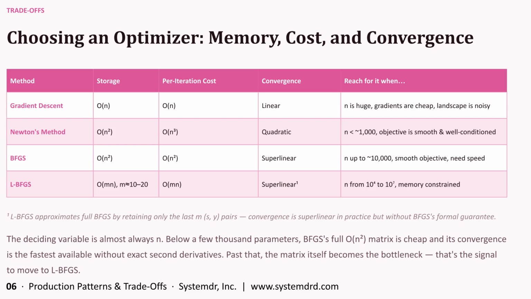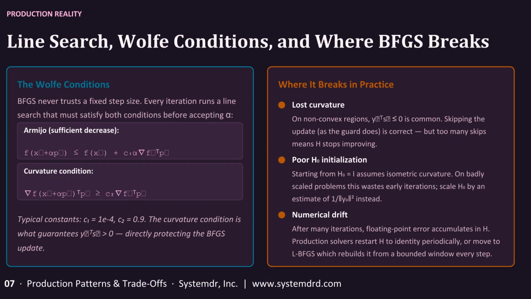Instead of keeping a full n by n matrix, it keeps only the last 10 or 20 sk, yk pairs. That drops storage and cost to O(m times n), opening the door to tens of thousands, even millions of parameters, at the cost of losing BFGS's formal convergence guarantee, though in practice it still converges superlinearly on well-behaved problems.